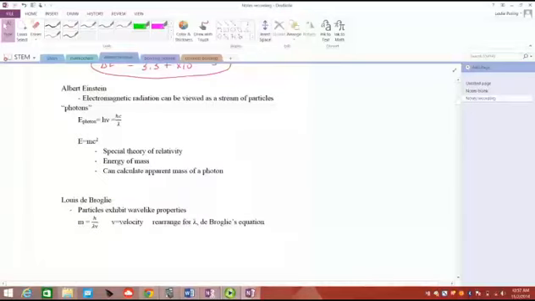Now, continuing in our understanding of electromagnetic radiation, we need to look at Einstein, who said that electromagnetic radiation can be viewed as a stream of particles, whereas electromagnetic radiation, we just talked about, is typically thought of as waves. Well, he called these particles photons, and using that same equation that we had above, could calculate the energy of a photon. He then went on to derive the equation that most people know him by, which is E equals mc squared.